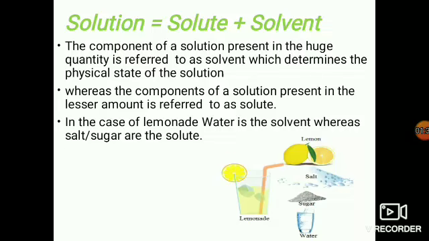One example of a solution we can take is lemonade. To prepare lemonade we need water, salt, sugar, and lemon. Water is in major quantity, so water is your solvent, and sugar, salt, and lemon juice are in small quantity, so these are all your solutes. So in this solution you can see you have only one solvent and three solutes.